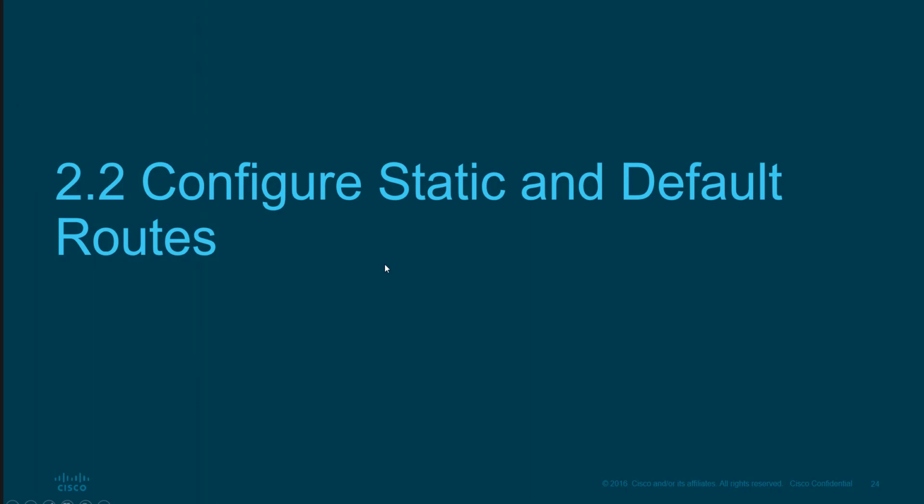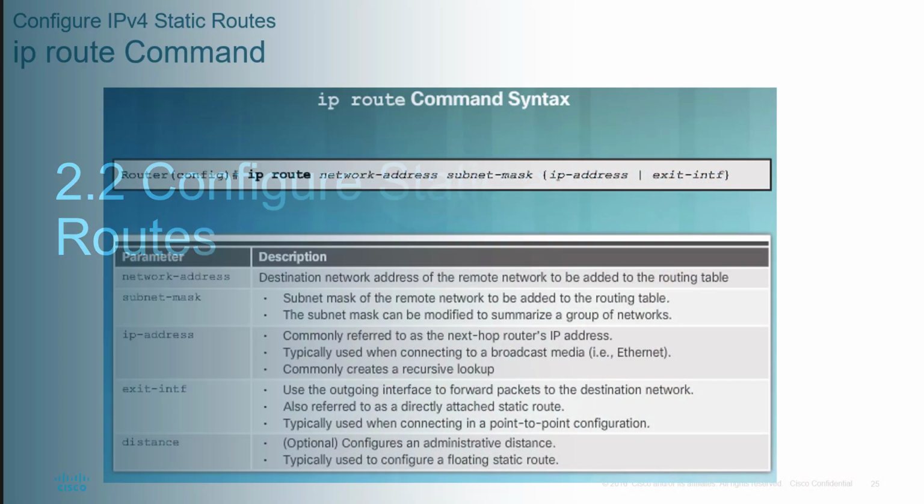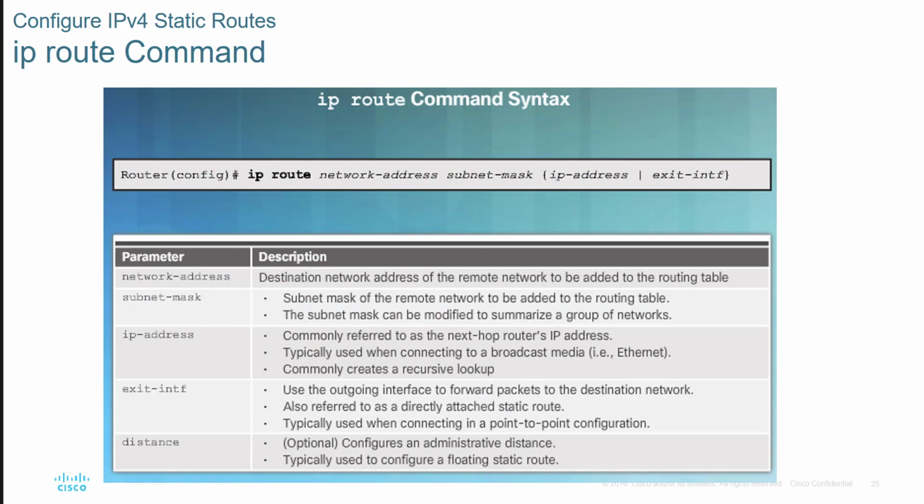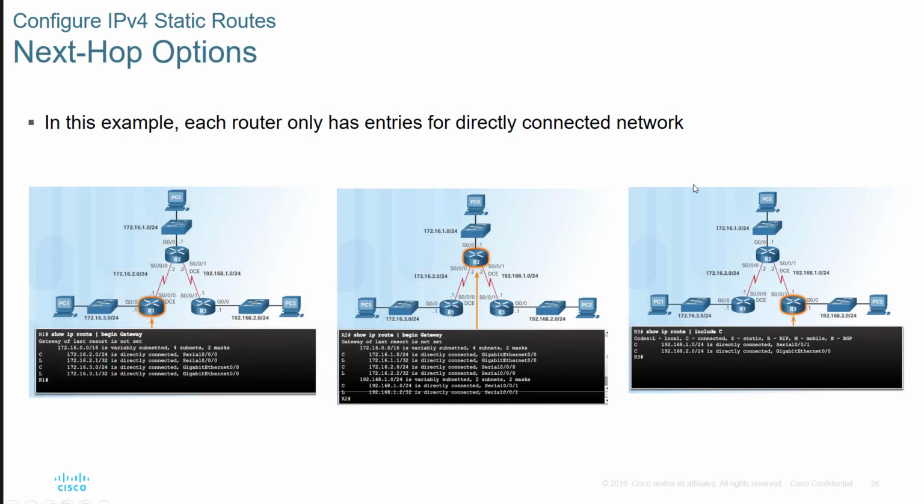2.2, configuring static routes and default routes. Okay, just like before, you have to make sure you're in the config T or config prompt here, and you type in your address, your subnet, and you can either type in the address you're going to, or the interface you're leaving from, or it's not address but port number. Here's some examples.